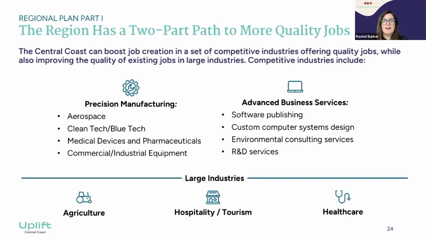Yeah, so I think that is reflected in those top two industries that were on that slide: precision manufacturing and advanced business services. There's a number of sub-industries that fit under that, like aerospace and clean tech, blue tech. Based on that really complex industry analysis that I was talking about with the circular mapping, this is where we see the opportunity to grow more quality jobs in the region, including those that are accessible to workers with less than a bachelor's degree.